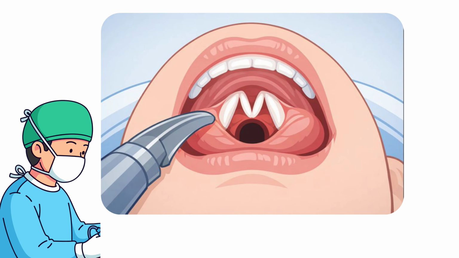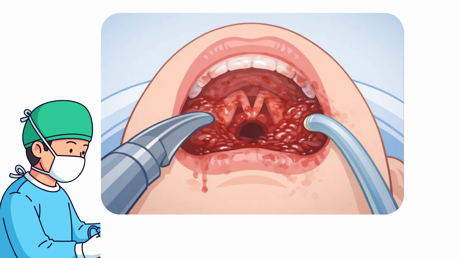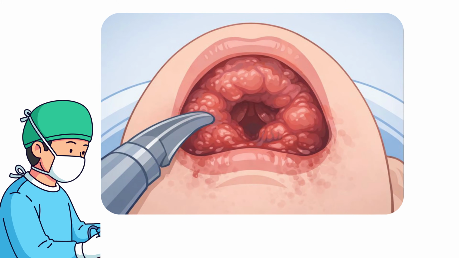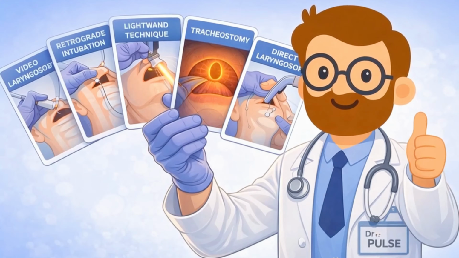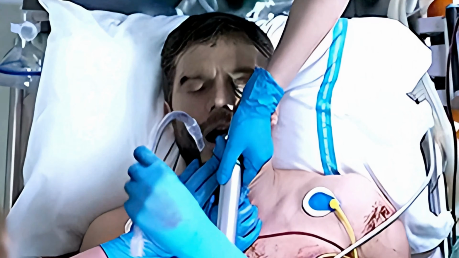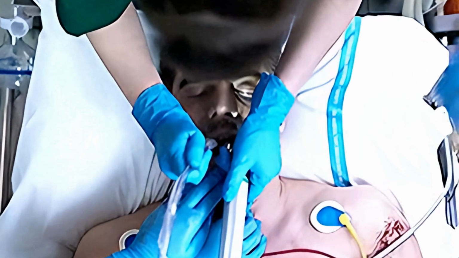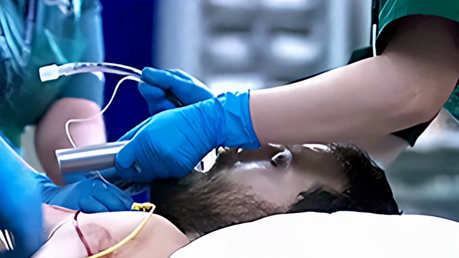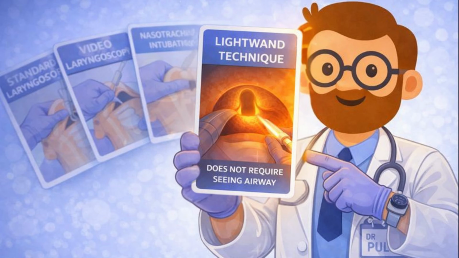Most clinicians are trained to intubate only when the vocal cords are visible, but real airways bleed, swell, and disappear. In this video, I'll walk you step by step through 5 real intubation techniques, from the one every clinician learns to the one almost nobody practices, but becomes priceless when everything else fails. Stay till the end, because the last technique doesn't even require seeing the airway.